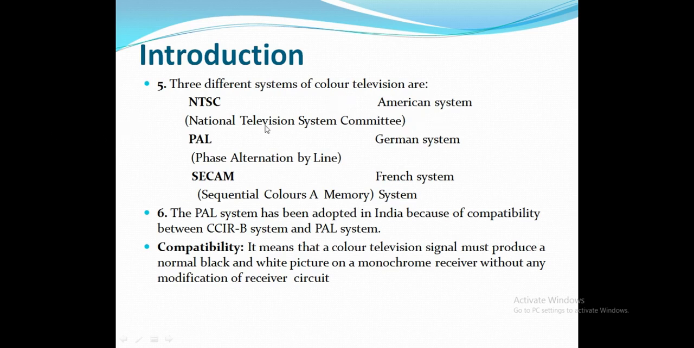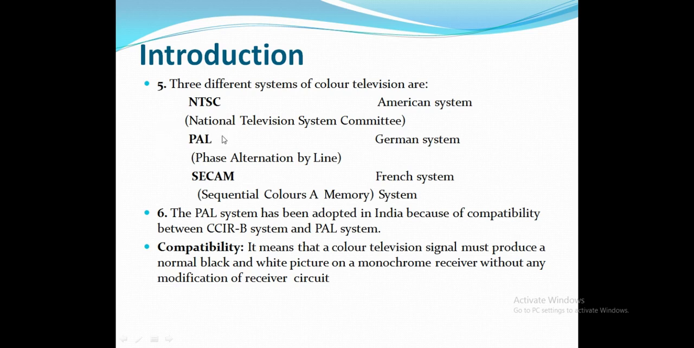Next, in color television we have the NTSC system, PAL system, SECAM system. NTSC means National Television System Committee, that is the American system. PAL is a German system, that is Phase Alternation by Line system. SECAM is Sequential Colors and Memory, that is a French system. In India, we use the PAL system, because the CCIR-B standards and the PAL system are compatible in nature. So because of that, we use the PAL system.